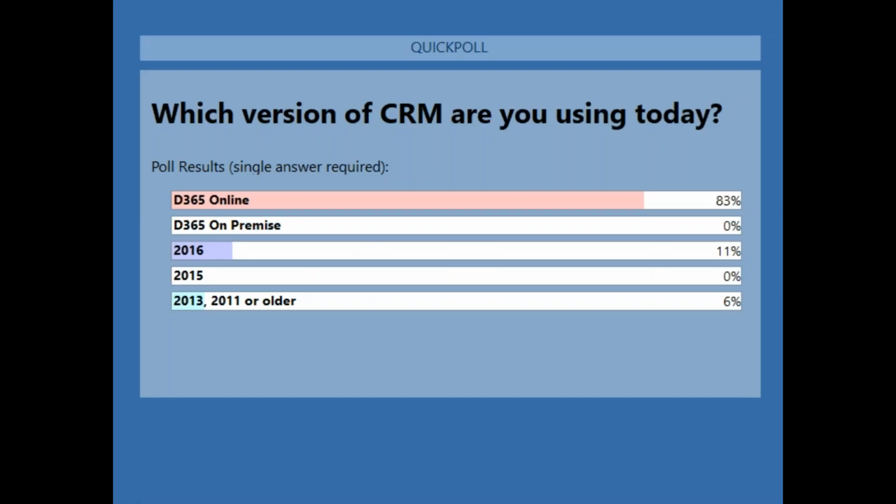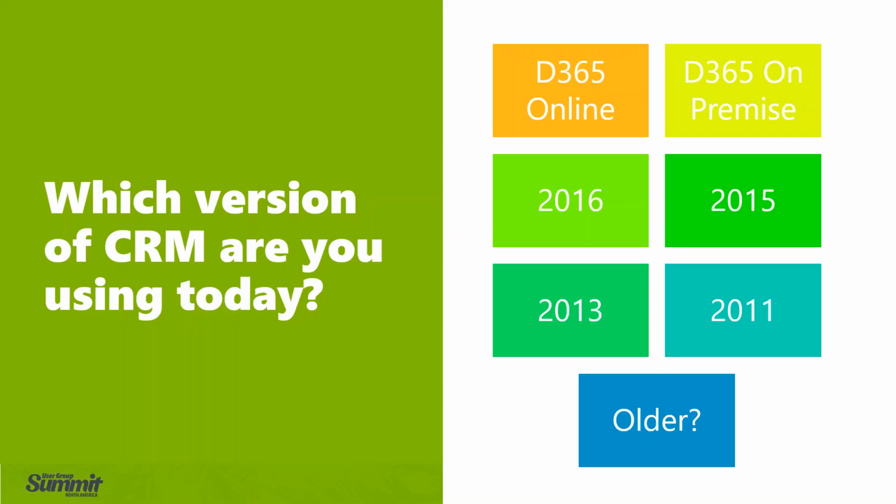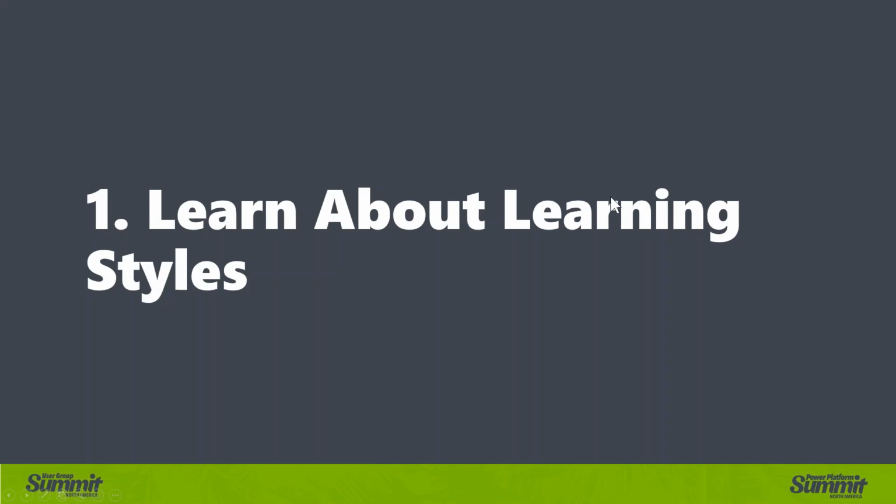Looks like we have 83% D365 online, a few on 2016, and then 6% below on the older versions. Okay, is anyone 2011 or older? So the grouping is 2013, 2011 or older, so I'm not quite sure. We got 6% that said yes in that category. No problem. There's only a few things that we'll talk about today that might not be available to any of you who are on 2011 or older. So I'll make a point to point those out as we go along.